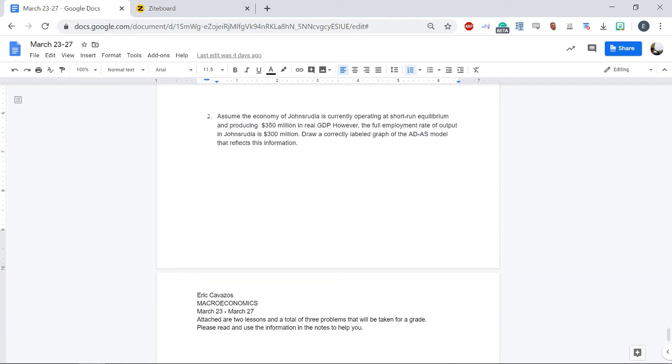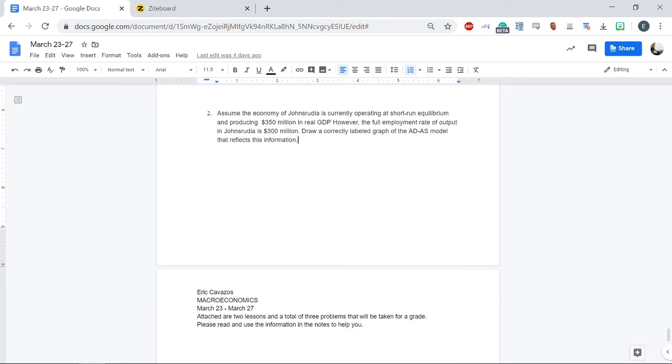This last question says, assume the economy of John Srida is currently operating at a short run equilibrium and producing $350 million in real GDP. However, the full employment rate of output in John Srida is $300 million. So we're going to draw a correctly labeled graph of the ASAD model that reflects this information.